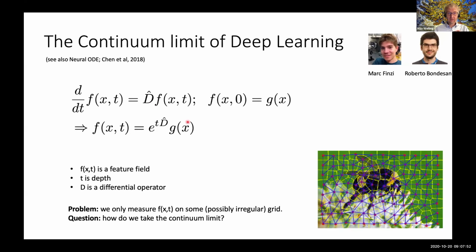And so formally, you can actually write down what the solution of this PDE is. You raise the operator D into the exponent, whatever that means, and I'll talk about that later. And then you apply that to the initial function g. That's the formal solution to that equation. Now, why did I get interested in this? So first of all, f of x, t again is the image or the feature field, t is the depth, and D is the differential operator.